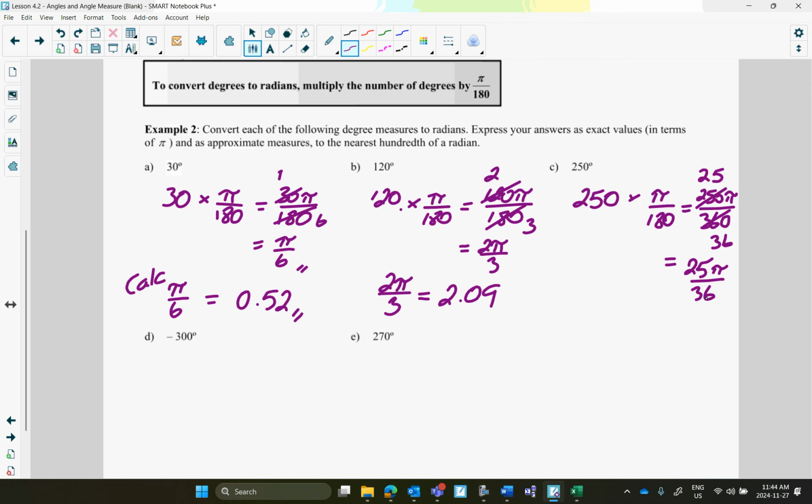It's supposed to be 1/8. Oh, yeah. What am I doing? Thank you. I'm not quite sure why I did that. Let's try that again. So we can divide them both by 10 and we get 25 over 18. So it's 25 pi over 18. Which, if I punch into my calculator, round it to 2 decimal places, I'm going to get approximately 4.36.